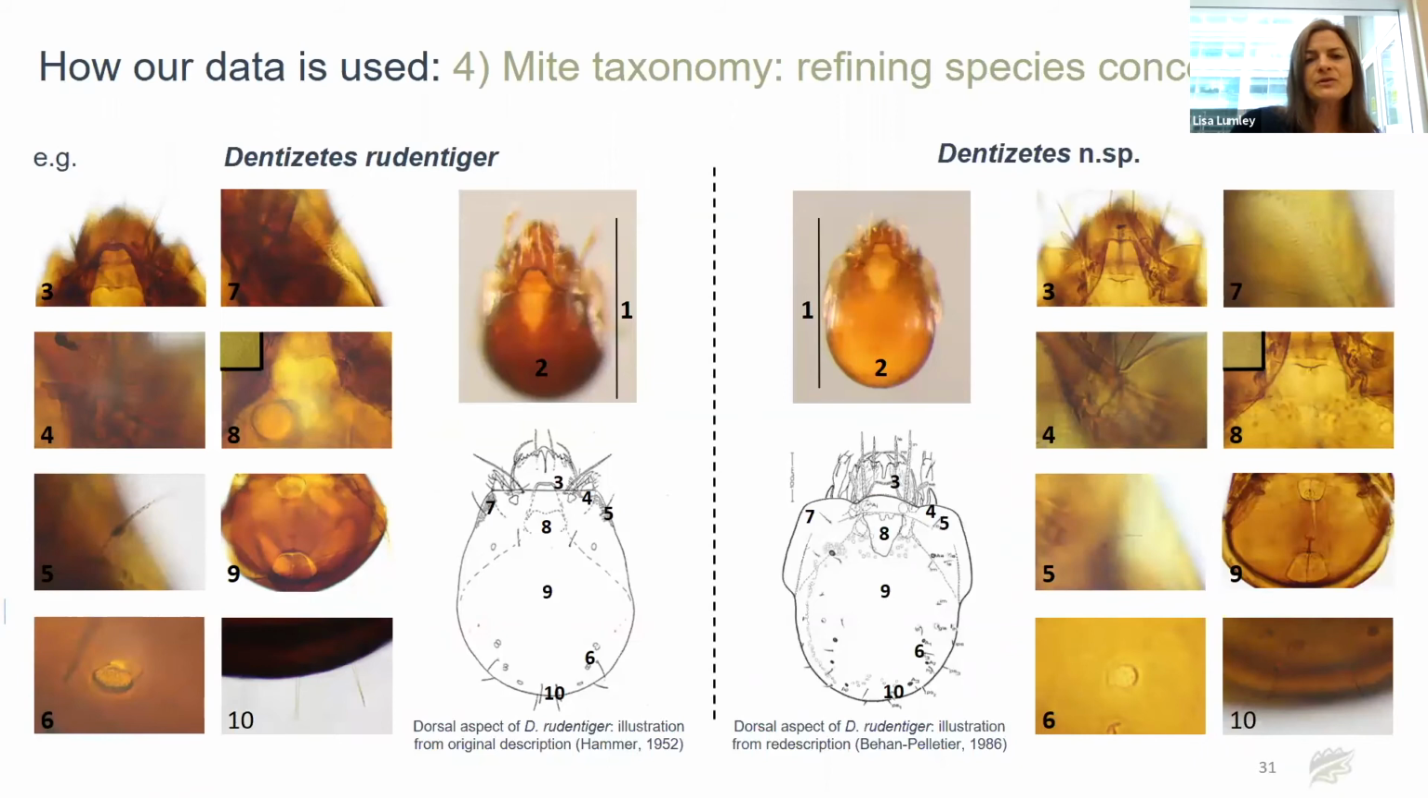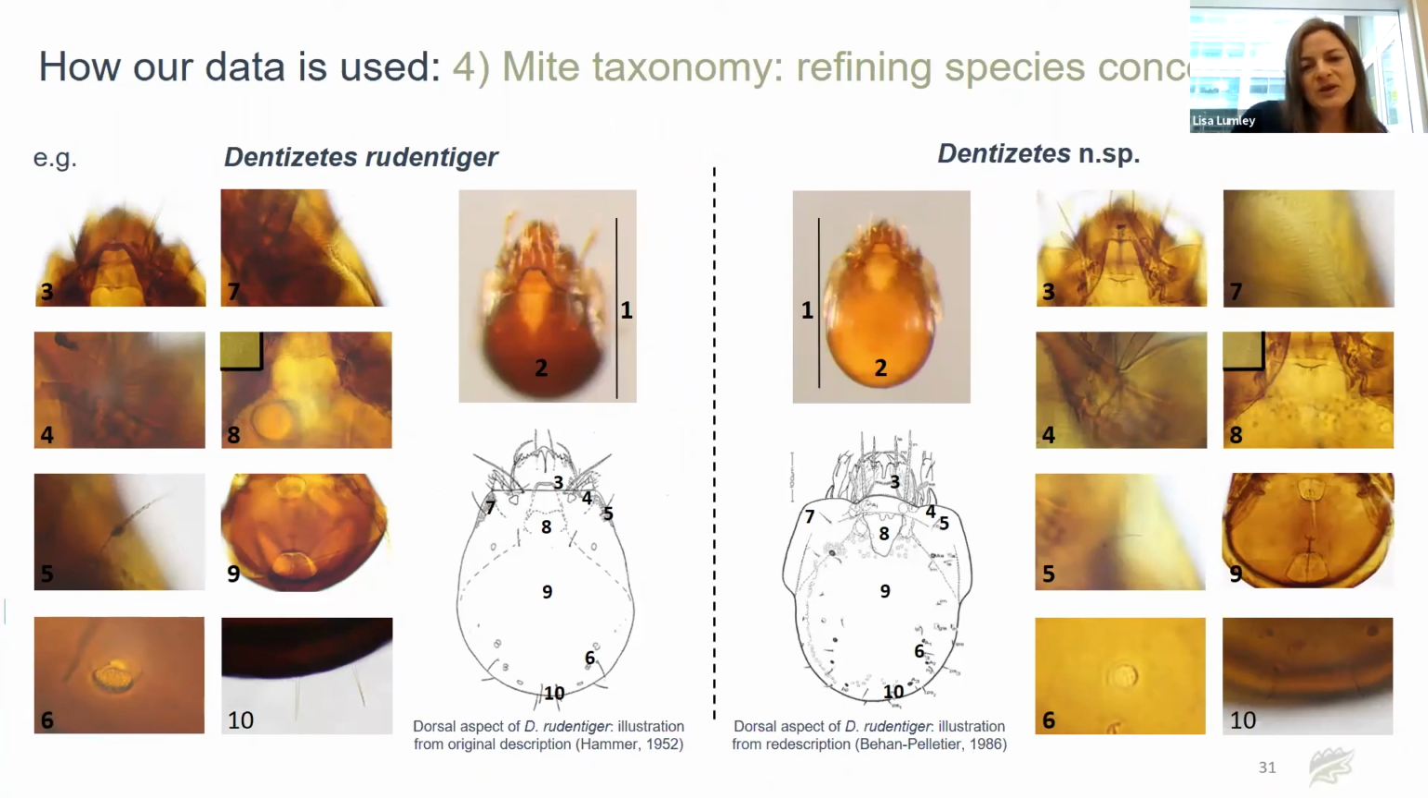Our data is also used to refine species concepts. And this is kind of a fun example. We were calling these two species Adenozides rudentiger until both morphotypes came into our single sample. So this started to happen when we collected more in the mountains. So that's the area that they're found.